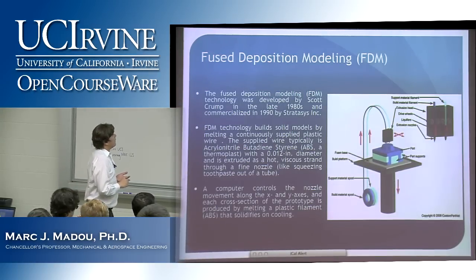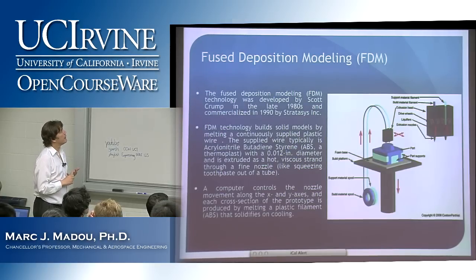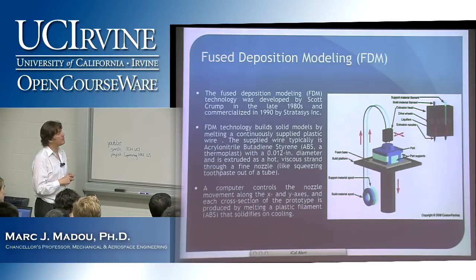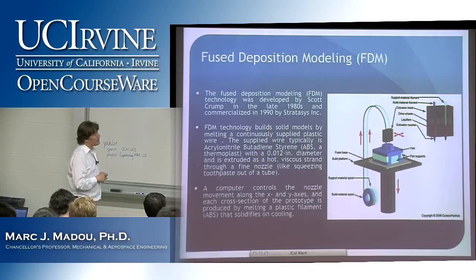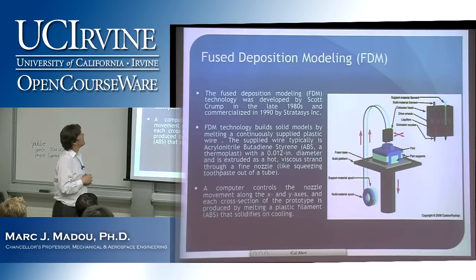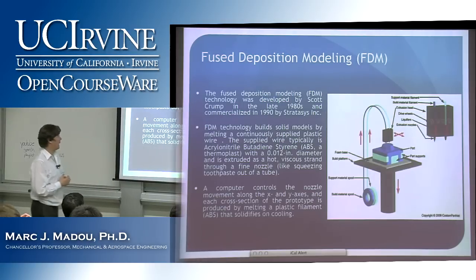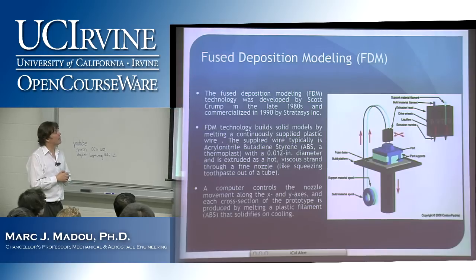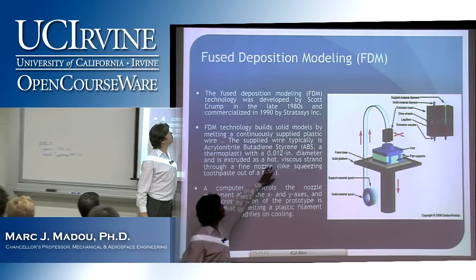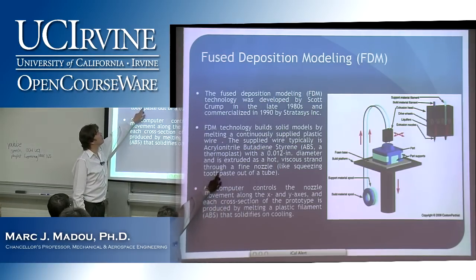So fused deposition modeling, FDM technology, was developed by Scott Crump in the late 1980s and commercialized in the 90s by Stratasys. The FDM technology built solid models by melting a continuously supplied plastic wire. The supplied wire is often ABS, acrylonitrile butadiene styrene, which is a thermoplast, and it has a diameter of 0.012 inch, and it's extruded as a hot viscous strand through a fine nozzle.